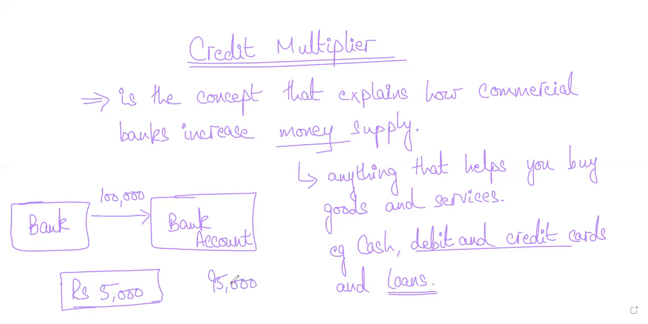So it doesn't mean that my bank will go and physically take 5,000 rupees and give it to the other bank. It's not like that. It's just a digital transaction that 5,000 will be decreased from my bank account and 5,000 will be added to the other person's or the fueling station's bank account.